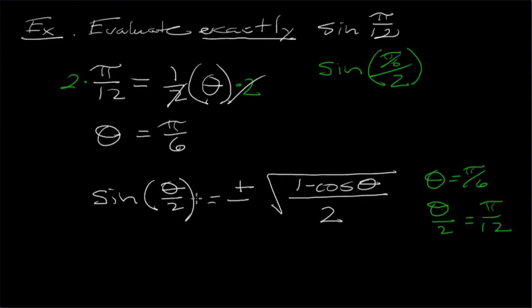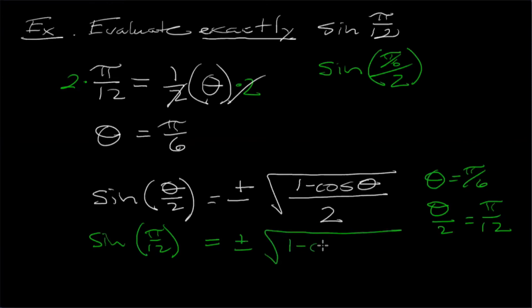So sine of pi over 12 equals, because that's theta over 2. And then over here, I can plug in theta, which is pi over 6. So then 1 minus cosine of pi over 6 over 2. Okay. Now, I need to be real careful about how I write this. This square root goes all the way down. And that is one area where sometimes students make a mistake: they forget that the 2 is inside the square root.